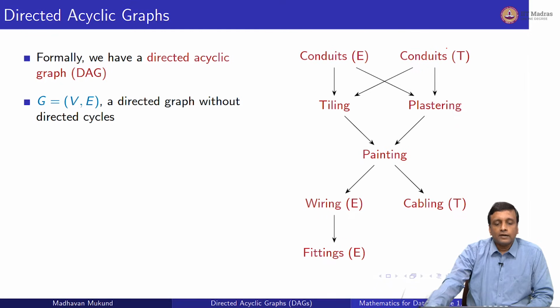So if we look at this graph, formally it is a directed graph, but more importantly, it is acyclic, right? We don't have any cycles in this, because cycles represent dependencies. If A depends on B and B depends on A, then which do you do first?